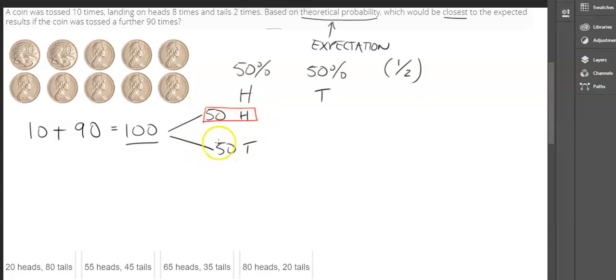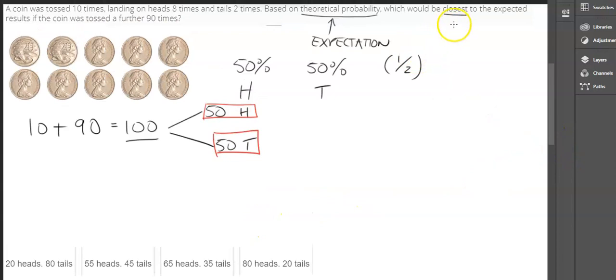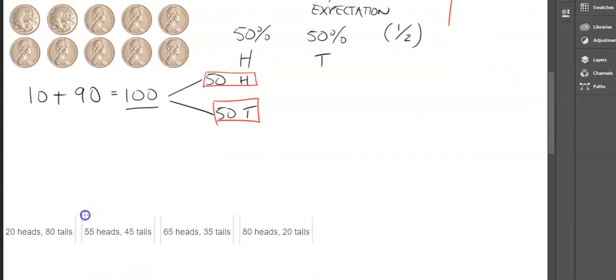But then a lot of students get to this point and say, hold on a second, that answer is not provided here. And the reason why is because the question specifically says which one would be closest to. So the closest one in this case is 55 heads and 45 tails. So this one here would be the correct answer.